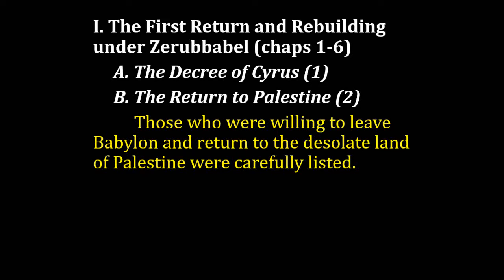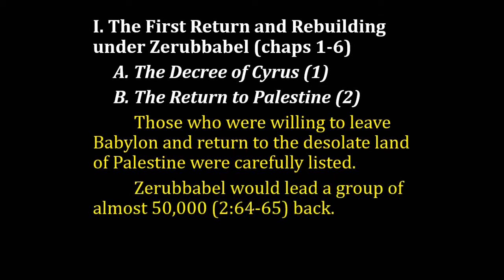So in chapter 2, we have the return to Palestine, and those who were willing to leave Babylon returned to a land that was desolate. And we have a careful listing of those who returned. Zerubbabel led a group of almost 50,000 back again. This is in chapter 2, verses 64 and 65. And if we look at all of those who are recorded there, it comes out to about 50,000 people returned with him. And again, we have several waves of returns that happen. Then we have the rebuilding of the temple starting in chapter 3.